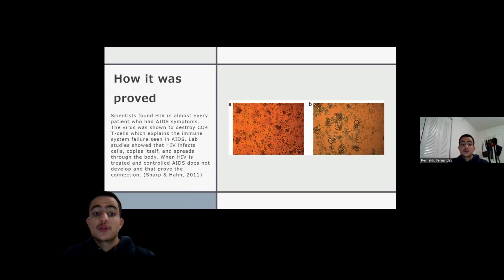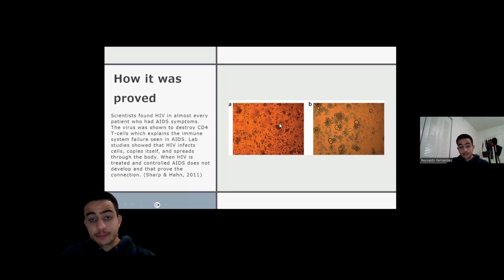So the virus was shown to destroy CD4 T cells, which explains the immune system failure seen in AIDS. Then the lab study showed that HIV infects cells, copies itself and spreads throughout the body through the lymph nodes. When HIV is treated and controlled, AIDS does not develop, and that proves the connections between HIV and AIDS.